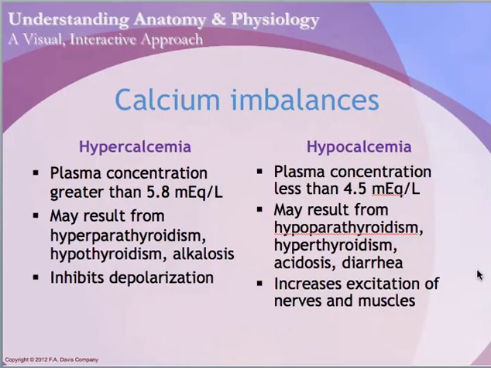Calcium is our next one. So we have hypercalcemia, greater than 5.8. Hypo is less than 4.5. Hypercalcemia can result from hyperparathyroidism, hypothyroidism, or alkalosis, and it really inhibits depolarization, which leads to muscle weakness, depressed reflexes, and cardiac arrhythmias as well. Hypocalcemia is less than 4.5, can result from the opposite things there. So hypoparathyroidism, hyperthyroidism, acidosis, or diarrhea, and increases the excitation of nerves and muscles. So we get muscle spasms and something called tetany, which is kind of almost like a spasm in.